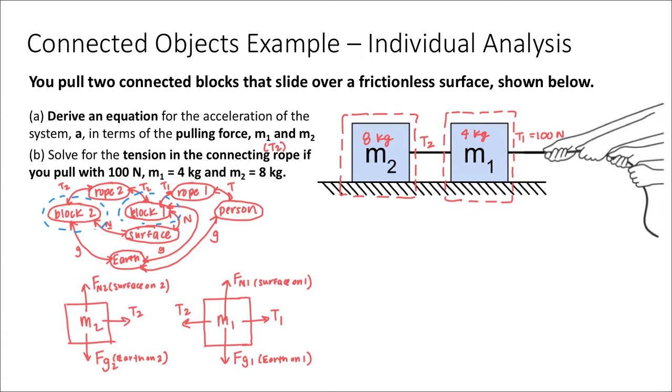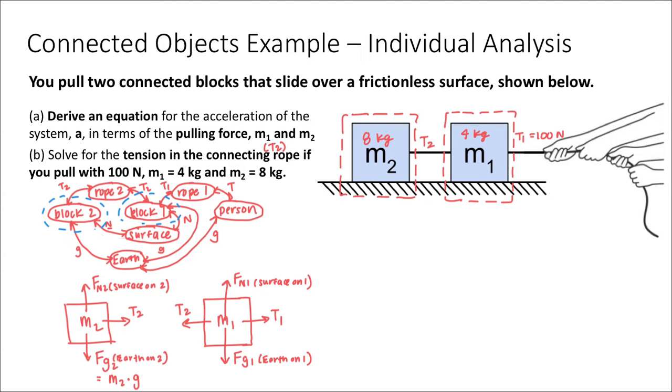All right, in this case, on block 2, there are three forces acting on block 2. The normal force of the surface pushing up on block 2, which I've labeled as Fn2, pointing up, the tensional force in the rope connecting block 1 and block 2 pointing to the right, and the weight of block 2, or the force of gravity on block 2, Fg2, pointing straight down. I also know that's going to be equal to the mass, so m2 times g.